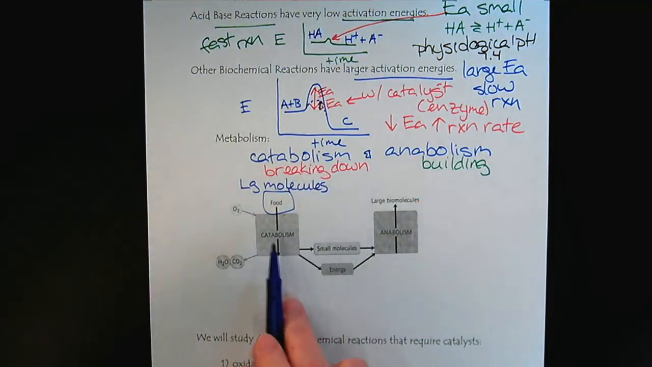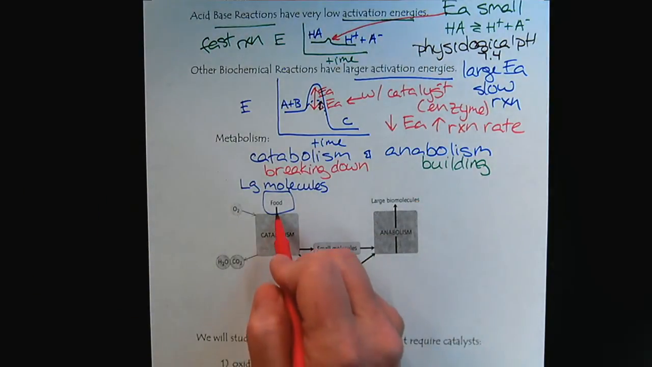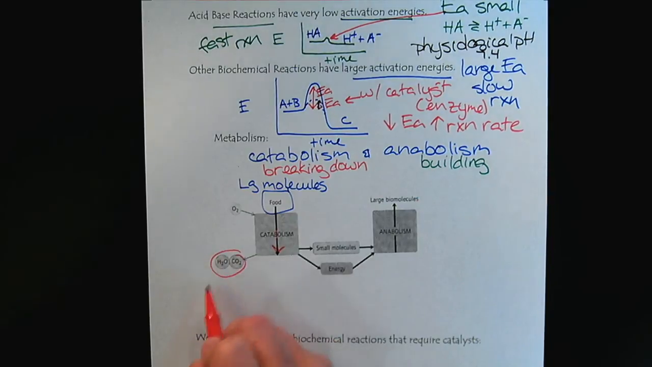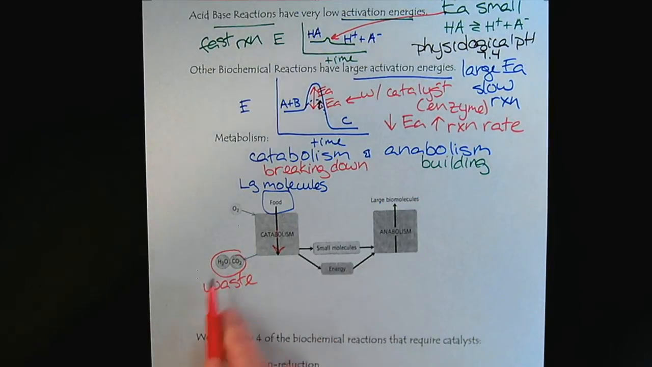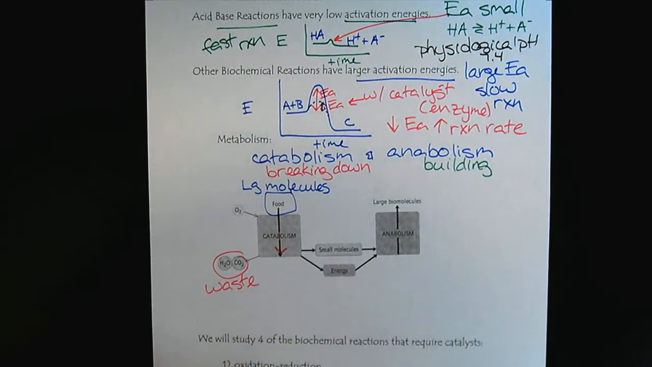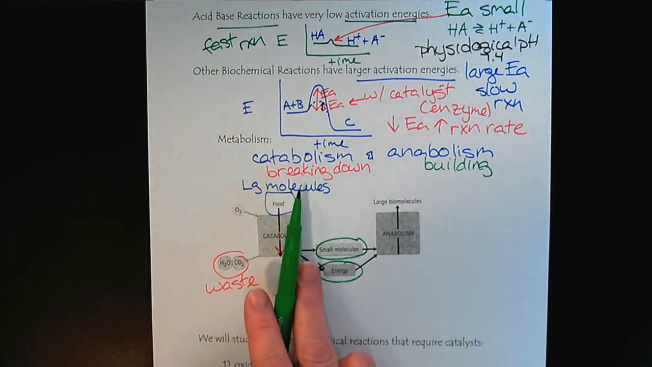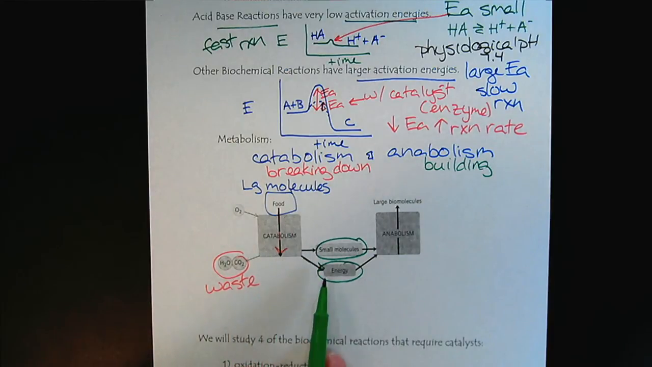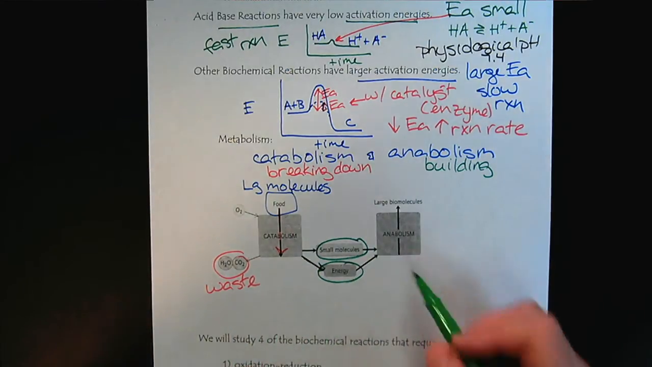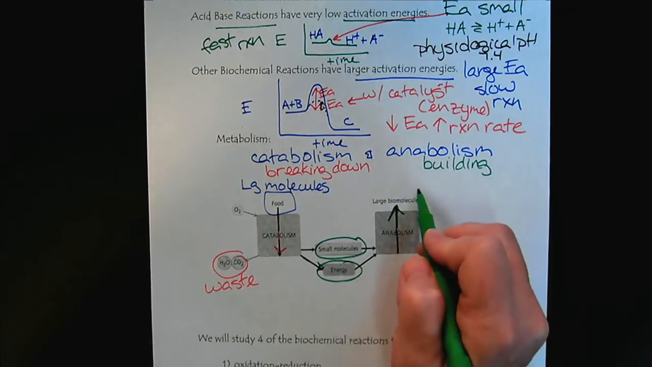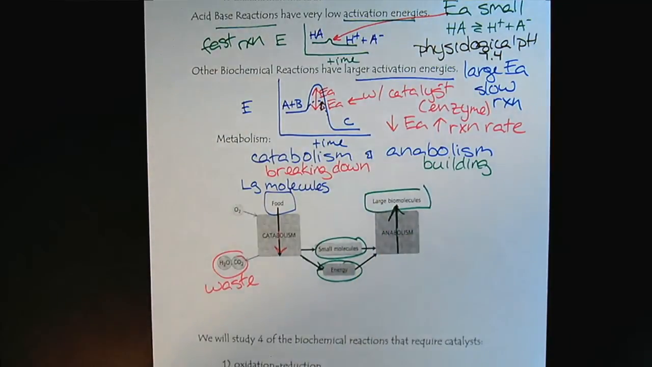And then catabolism is going to break them down. These will be some waste, like we exhale CO2 and release water. And then we get two very important things: we get energy and we get some small molecules. So we take the large molecules from our food and break them down, and then we will rebuild them anabolically into the large biomolecules that we need to support our health.